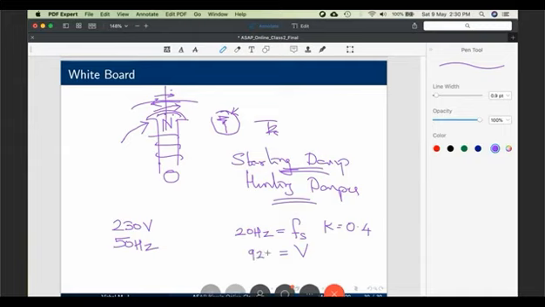92 volt. I'm not sure, but let it be 92 volt. So this is your voltage and this is the frequency. And phase, you make it 90 degree. And the inverter can easily do this. So that's what is being done.